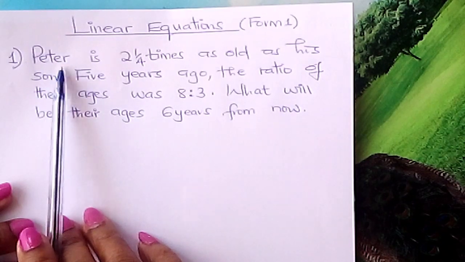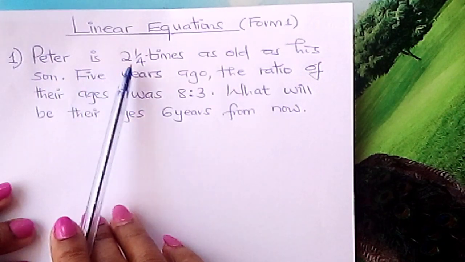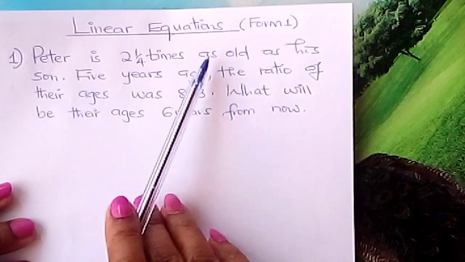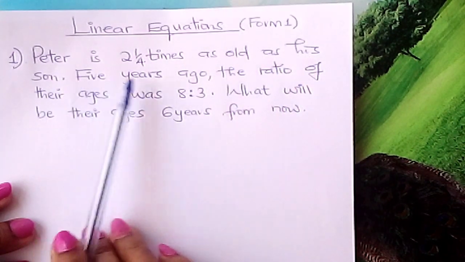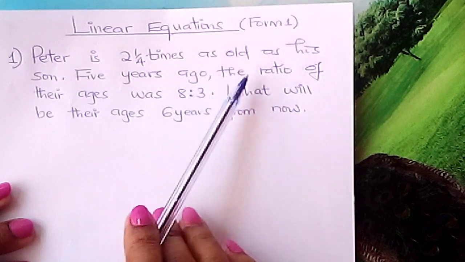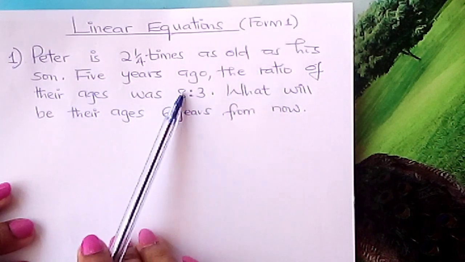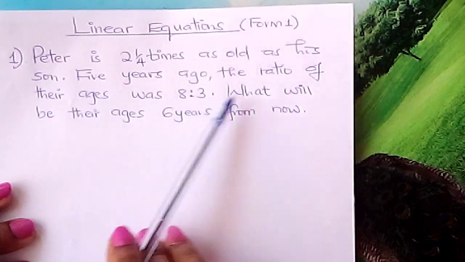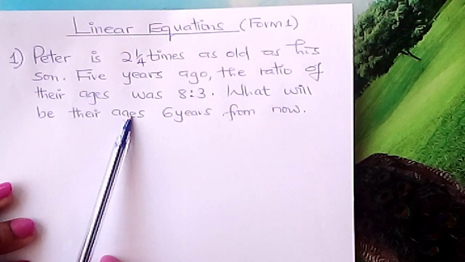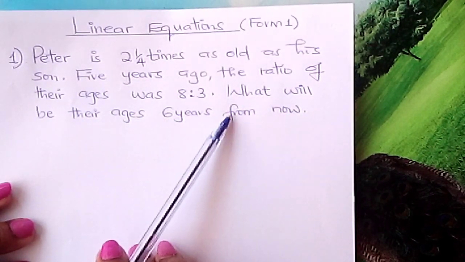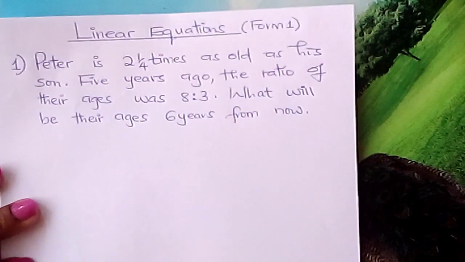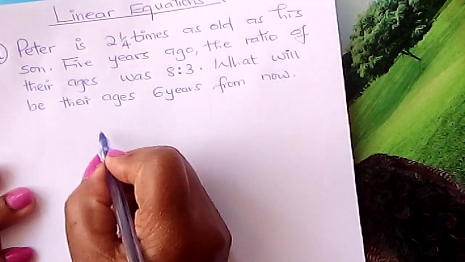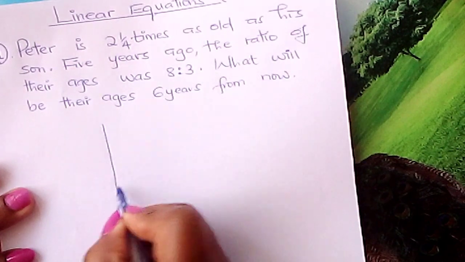We are told that Peter is 2 1/4 times as old as his son. 5 years ago, the ratio of their ages was 8:3. What will be their ages 6 years from now? So learner, what you do is that you make 3 columns.